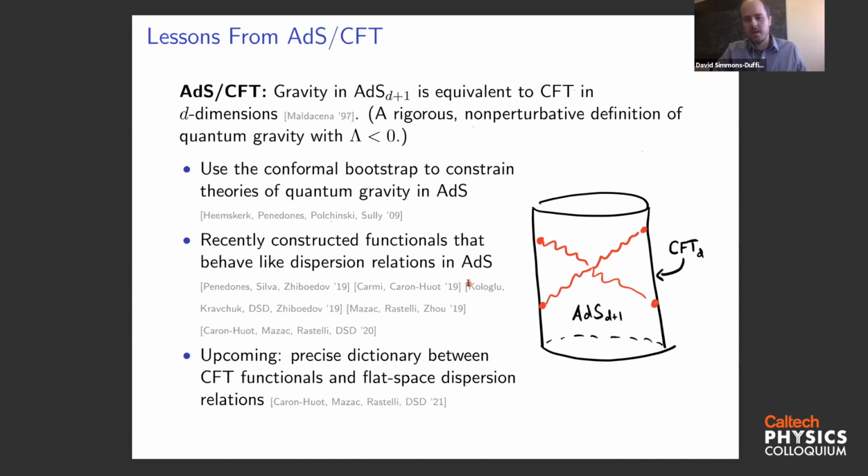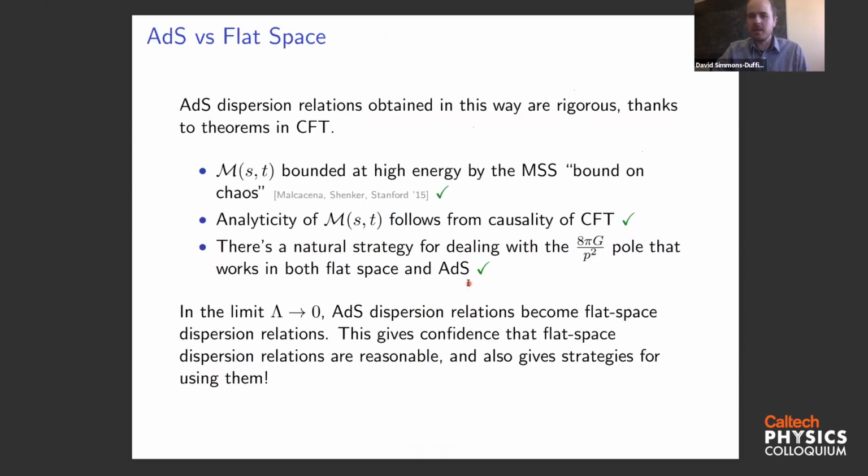So this is a rigorous approach to dispersion relations, but in a different kind of space-time. The nice thing about it is it solves all of the problems from before. So one is that the high energy behavior of the amplitude in this case is actually controlled by a theorem in conformal field theory, which is the so-called bound on chaos by Maldacena, Shenker, and Stanford. The analyticity properties of the scattering amplitude are also controlled by the structure of the conformal field theory. And also there's a natural strategy for dealing with this graviton pole problem that actually works in both flat space and AdS.